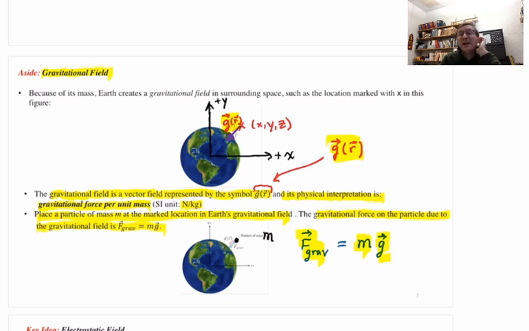Now we're going to do the exact same thing, except the property that we're going to be studying to make the field is not mass. Mass creates gravitational field. The property we're now going to be studying is charge.